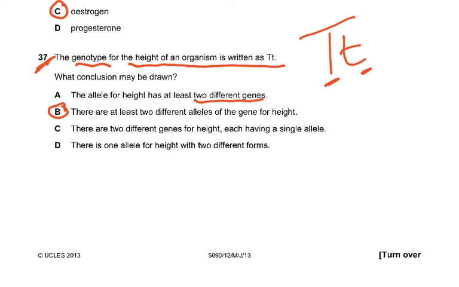There are 2 different genes for height, each having a single allele. That's rubbish. That's not the correct English. That's not 2 different genes. There is one allele for height with 2 different forms. No, that's again wrong. You have 2 different phones, an iPhone and an Android. It doesn't mean you have a red Android and also a blue Android. Question 37 done.